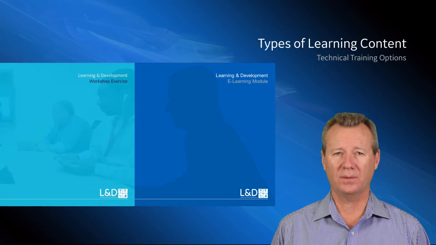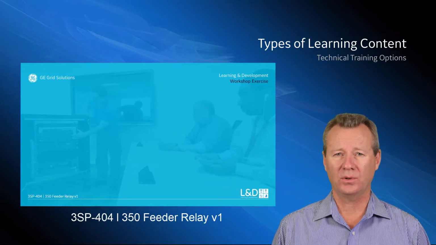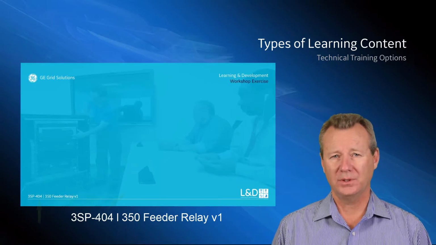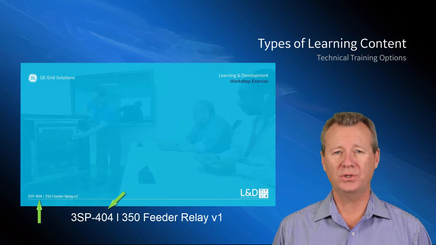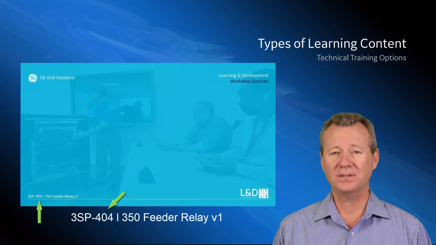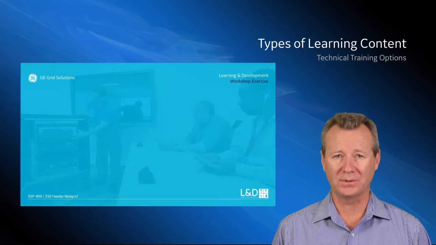Second, we have workshop modules. These are used in hands-on classroom environments with corresponding equipment. Their numbering starts at 400. Please note, you will not be able to find these on our YouTube channel or GE resource page. For access to these, you need to register and attend one of our courses or programs.